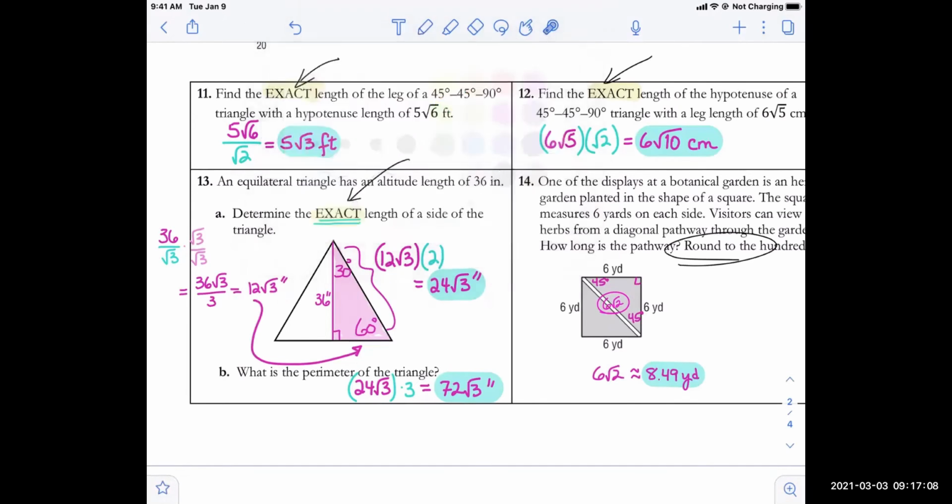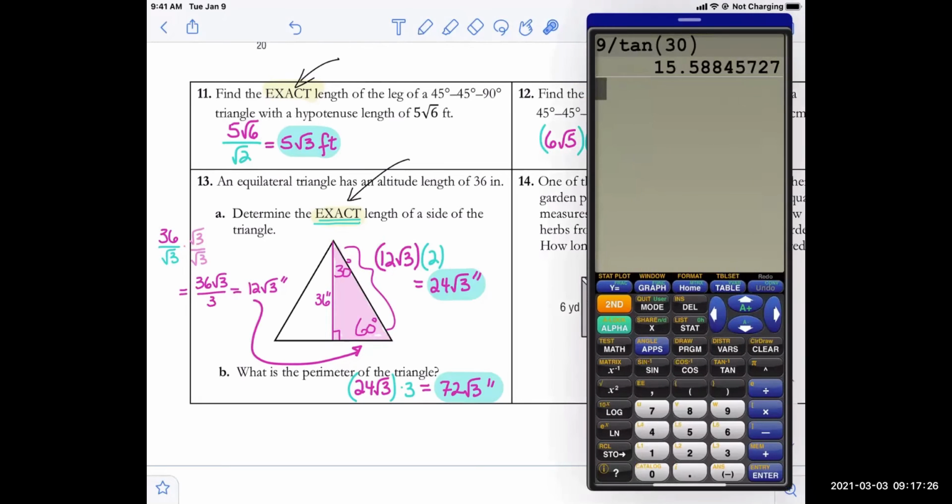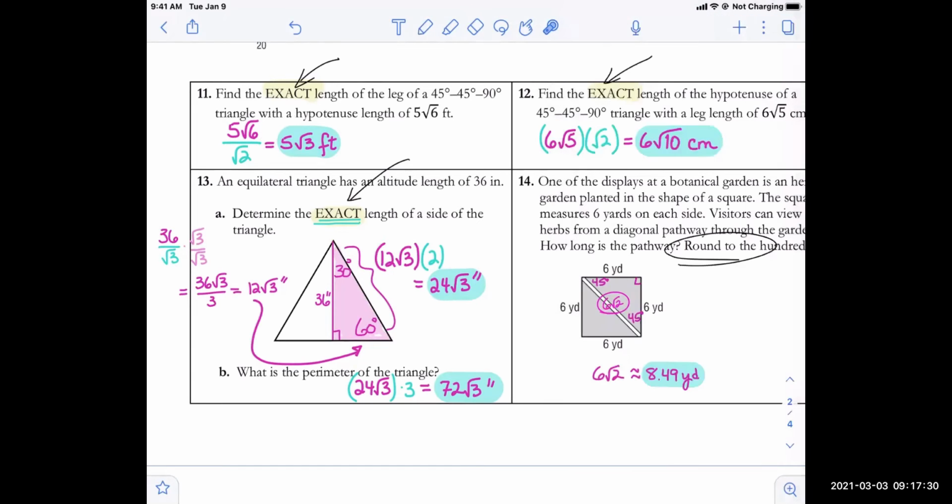What's another option for 14? Sure. You can do the Pythagorean theorem and then at the end just do the square root of, what is that, 72? Just type it in your calculator and get the decimal. You don't even have to break down the radical before you type it in your calculator. You can just do the square root of 72, 8.49.